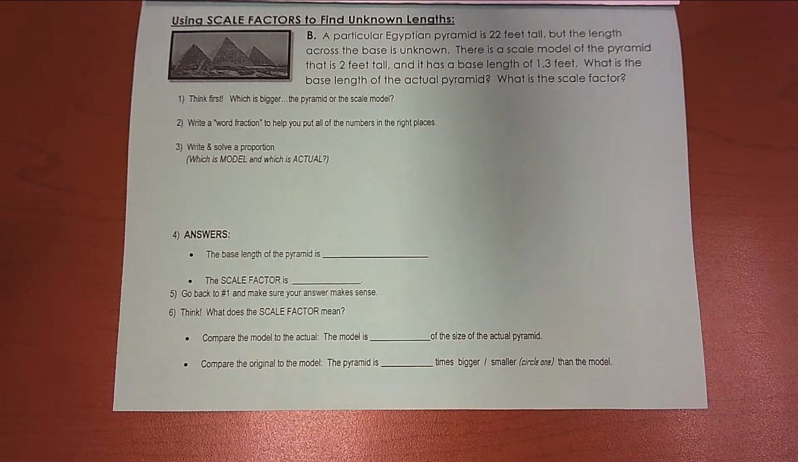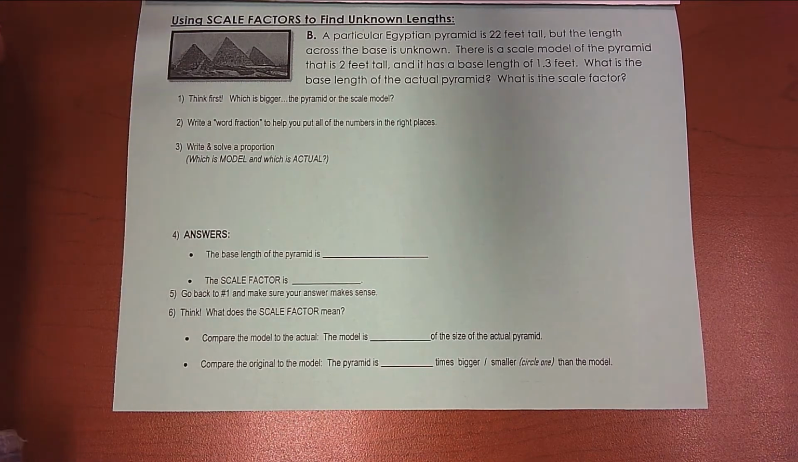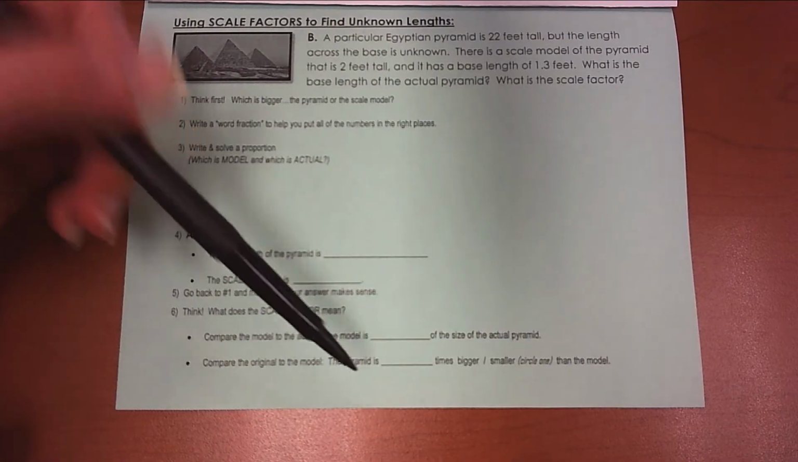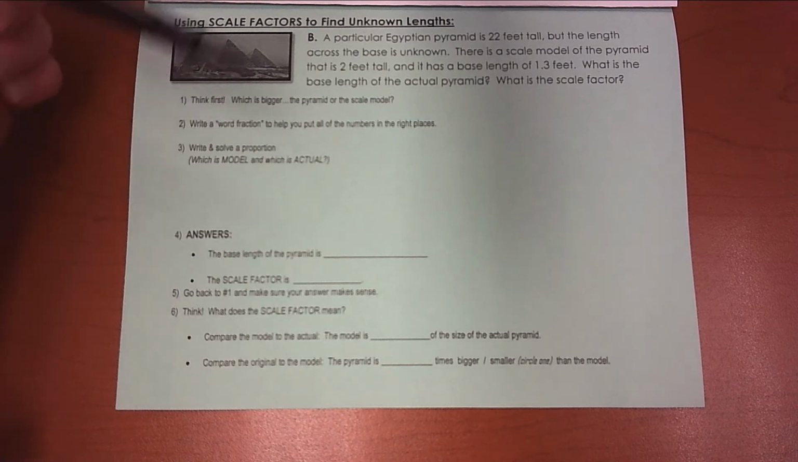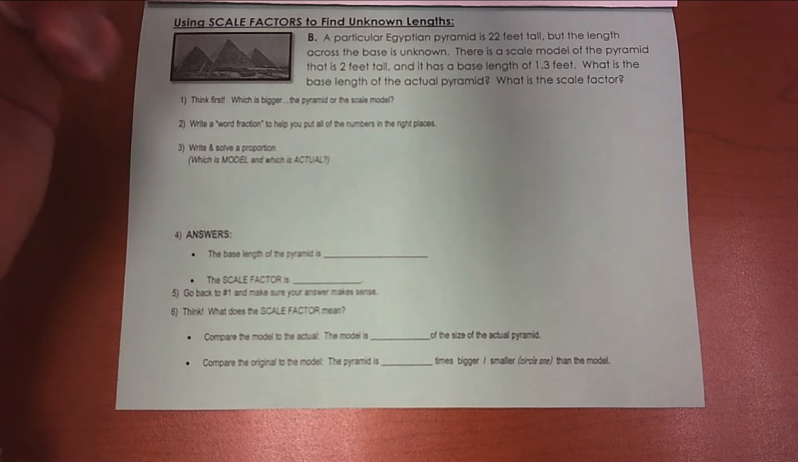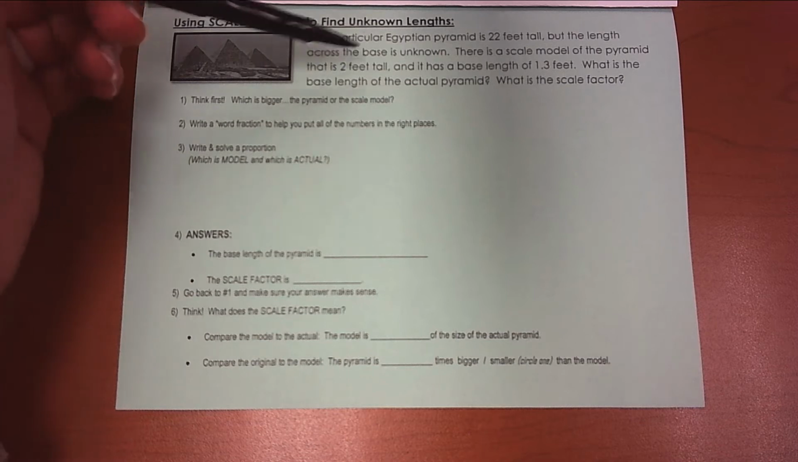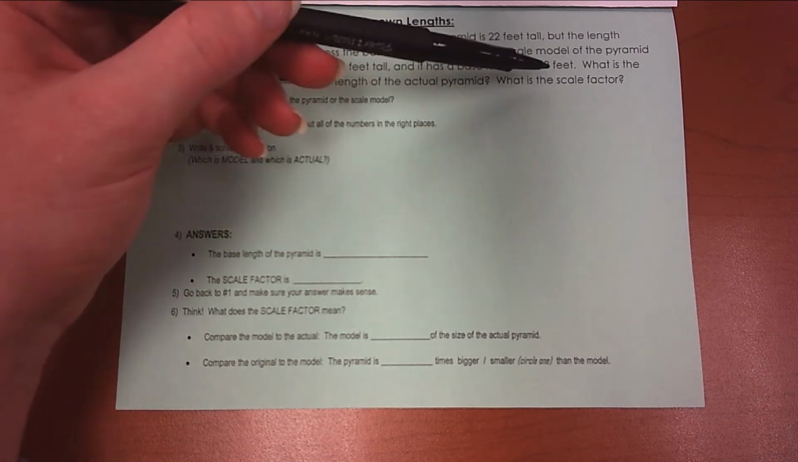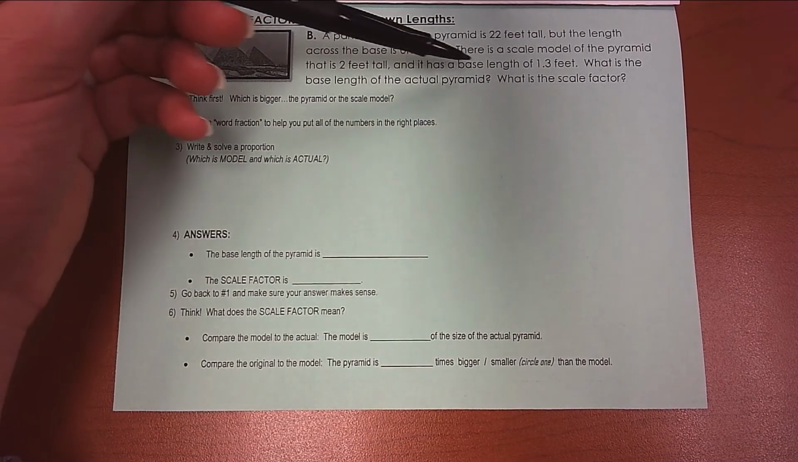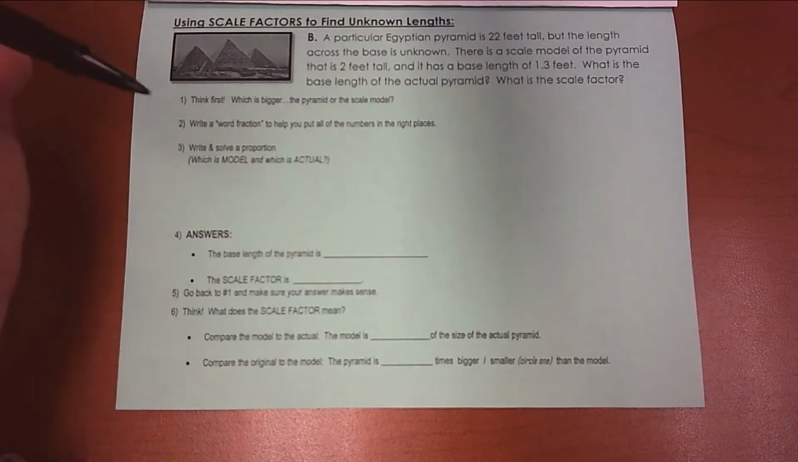Okay, so this is our last example of using scale factors to find unknown lengths. Hopefully you've tried this one by yourself and now you're just checking to see if you got it correct. Letter B says a particular Egyptian pyramid is 22 feet tall, but the length across the base is unknown. There is a scale model of the pyramid that is 2 feet tall and has a base length of 1 3/10 feet. What is the base length of the actual pyramid and what is the scale factor?